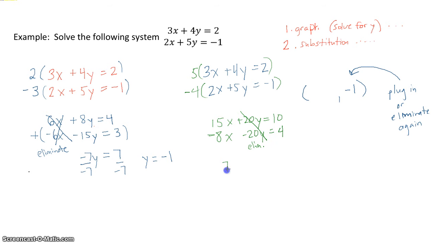So what I'm left with is 7x equals 14. So I divide by 7. I get x is equal to 2. So my x value for this is 2. Now I could have plugged this in up here into one of those equations and still gotten an x value of 2. But I'm showing you how the elimination process works.